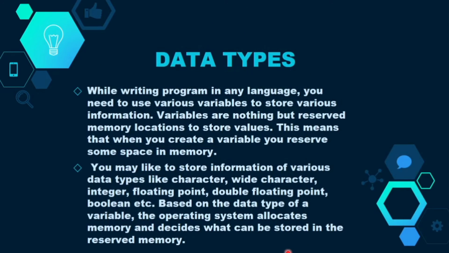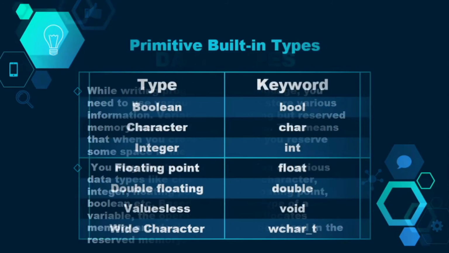Data types. While writing a program in any language, you need to use various variables to store various information. Variables are nothing but reserved memory locations to store values. This means that when you create a variable, you reserve some space in memory. You may like to store information of various data types like character, wide character, integer, floating point, double floating point, boolean, etc. Based on the data type of a variable, the operating system allocates memory and decides what can be stored in the reserved memory.